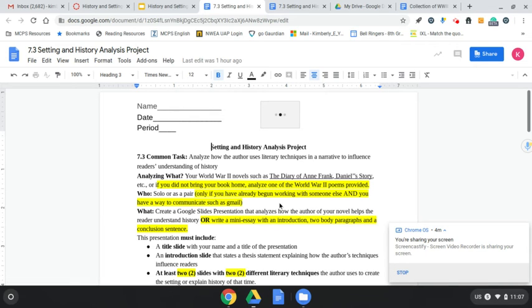So please keep going. If you were working on this assignment and you were on task, you should have a good amount of this assignment already completed in your Google Slides. But what I want to do is highlight for you a couple of changes.